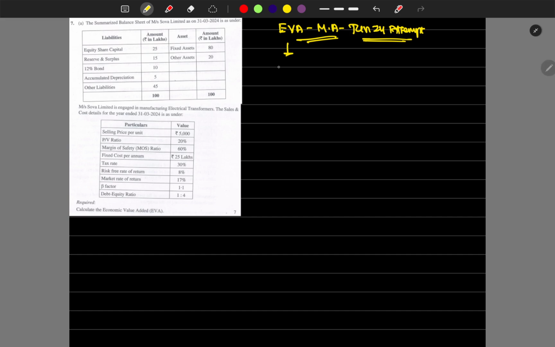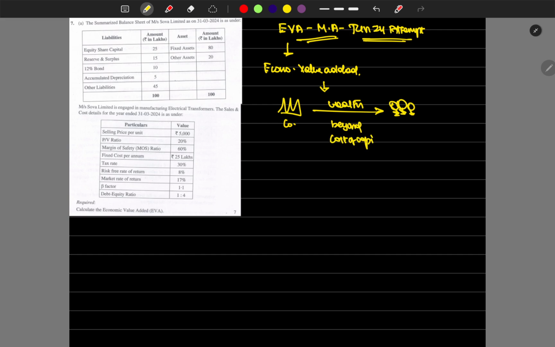What does it mean by EVA? EVA is the economic value added. Economic value added means how much wealth has been created by the company for its shareholders, beyond the cost of capital. So after paying the cost of capital, if there is any balance of profit, that is EVA.